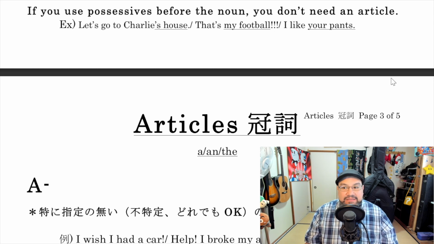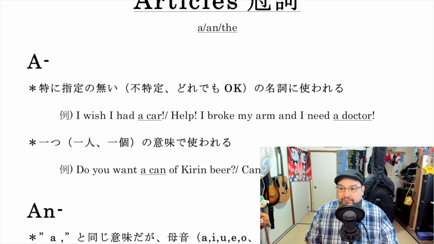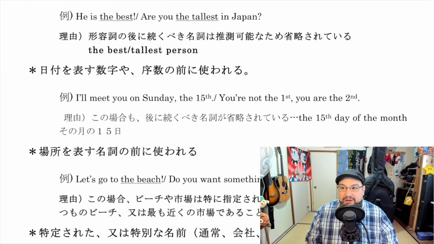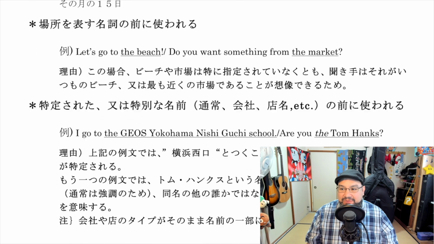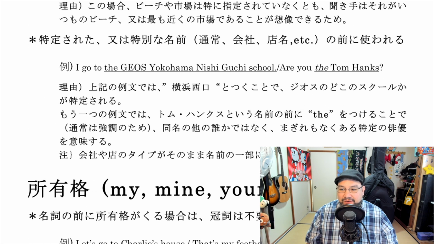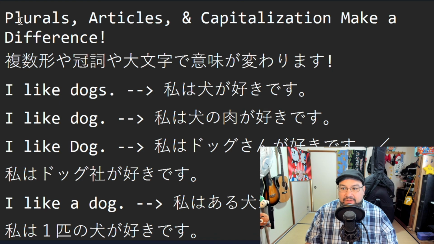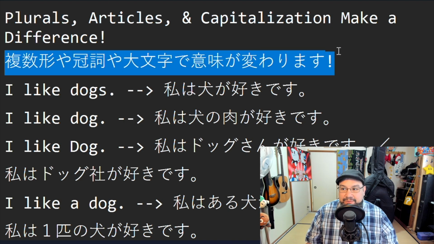All right, that's it. Again, the rest of the pages are in Japanese if you want to study. But before we go on, I want to talk about something else. Something that's very fun and crazy. Okay? So we talked about articles. So there are plurals we talked about, which is S. Plurals, articles, and capitalization make a difference. Here it is in Japanese.